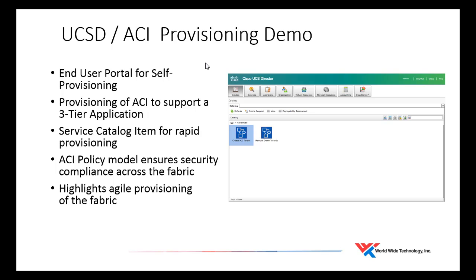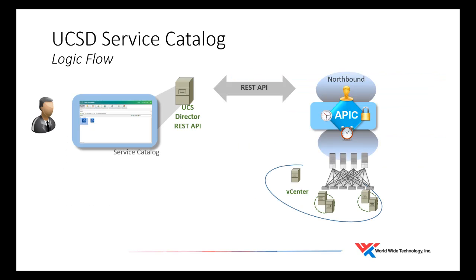What we're going to show you in this demonstration is how we're going to integrate UCS Director and ACI to create that 3-tier app using what we call catalog items in ACI. ACI uses a northbound API to talk down to the infrastructure, and UCS Director uses a REST API to talk to APIC.